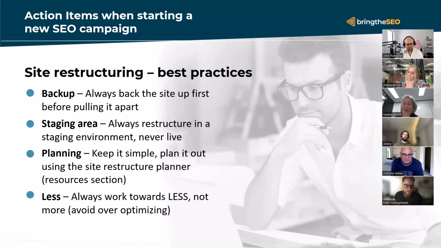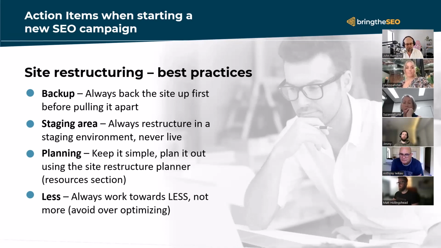Plan it out using the site restructure planner. It's in the resources section. It's a dedicated Excel or Google Sheet rather, that will allow you to list down all of the existing URLs and all of the new URLs, along with action items in the middle. What needs to happen with this URL? Do we need to delete it? Does it need to be consolidated? Does it need to be redirected, or do we just leave it alone? I'll show you a screenshot of that resource in just a second.